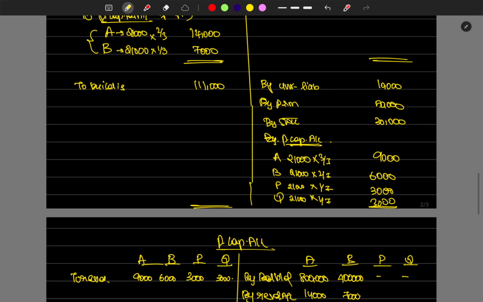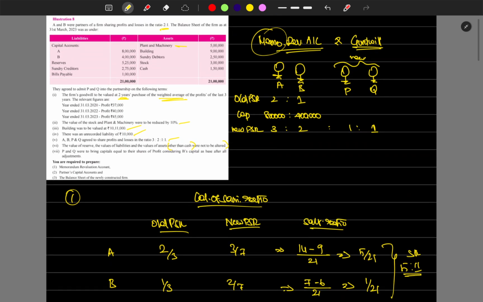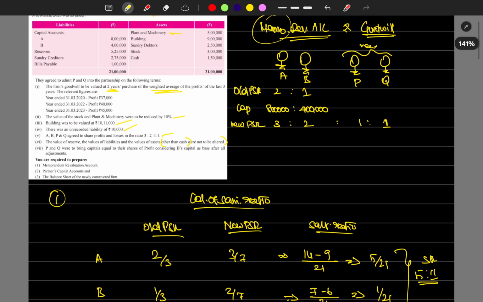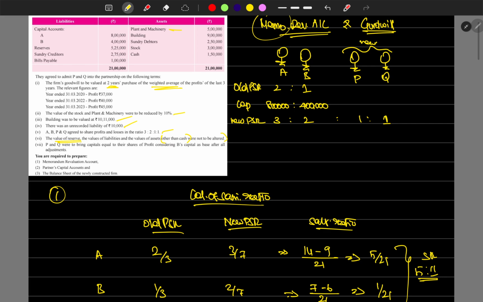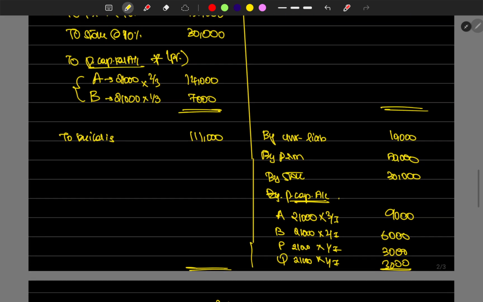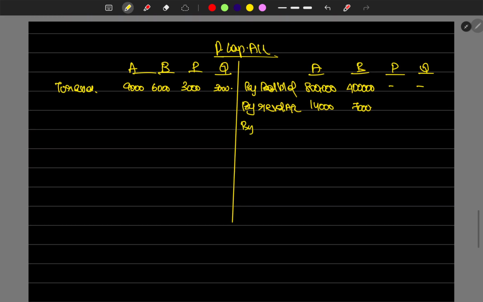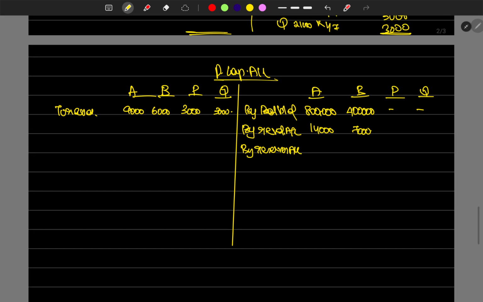Then revaluation done. Reserves was there, right? The second thing is always reserves. Reserves is 5,25,000 and reserves also we have to reverse. By reserves, which is 5,25,000, right? So 5,25,000 at 3:2.